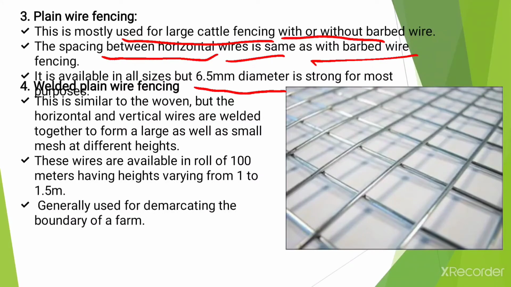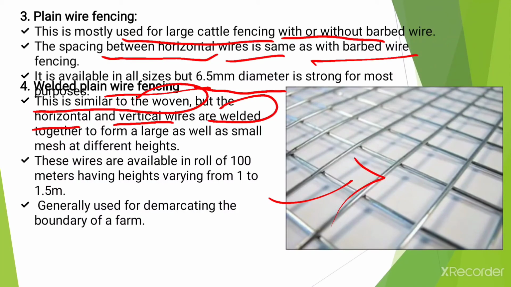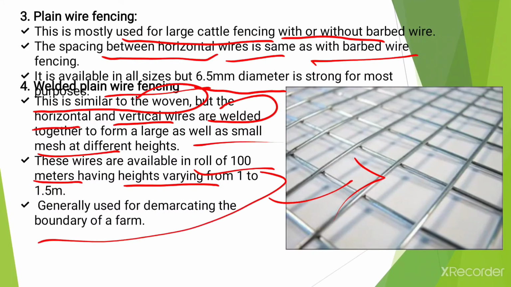After that, the next type is welded plain wire fencing. This is similar to the woven, but horizontal and vertical wires are welded together to form a large as well as small mesh at different heights according to the requirements. These wires are available in rolls of 100 meters, having a height varying from 1 to 1.5 meter, and are generally used for demarcating the boundary of farms. This is the basic use of welded plain wire fencing.